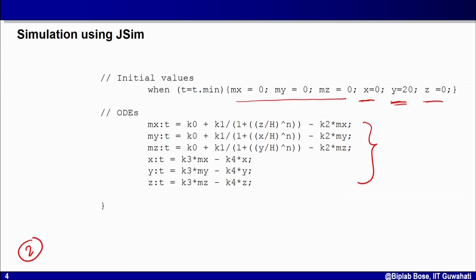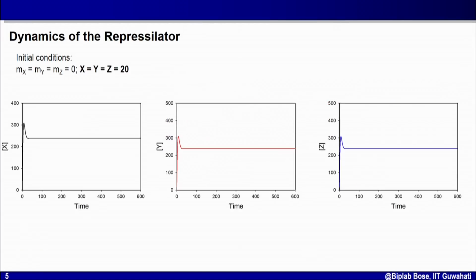You can try to type that in JSim and try to simulate as I discuss this one. Let us start looking at the results. I have considered initial condition mx, my, mz, all mRNA at t equal to 0 at 0, but all protein x, y, z are equal amount, non-zero values. I have taken 20, you can take some other value and check the behavior.